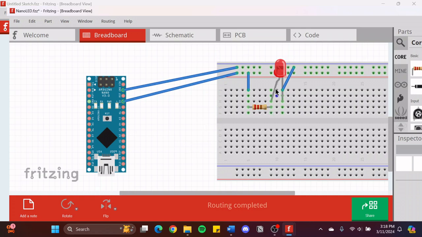So the longer leg right here is our positive lead. Now, if you have an LED where both legs are at the same length, you can also tell by looking at the top of the LED, there's going to be a side that's actually flat. See how this side's kind of rounded and this side's flat? That flat side denotes that it's the negative lead on that side.